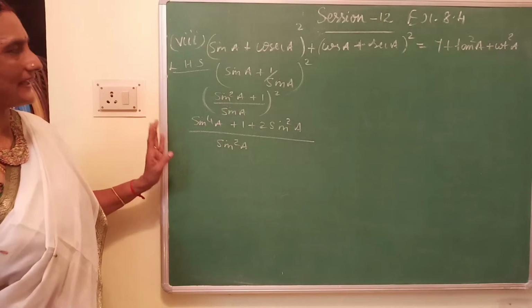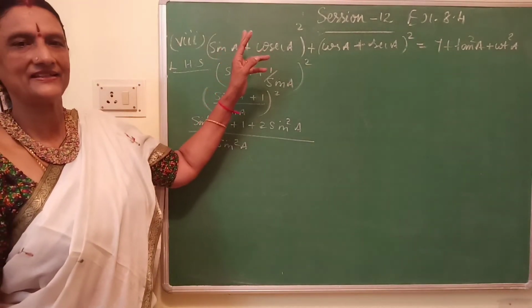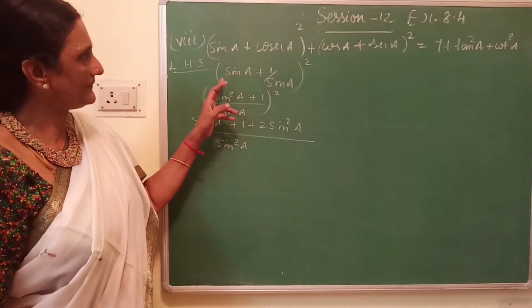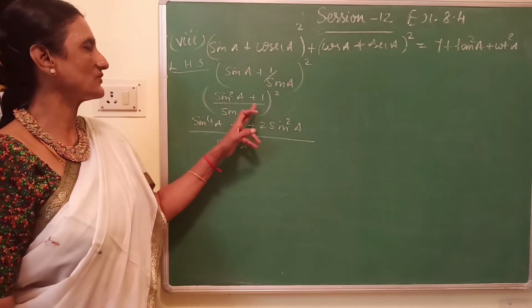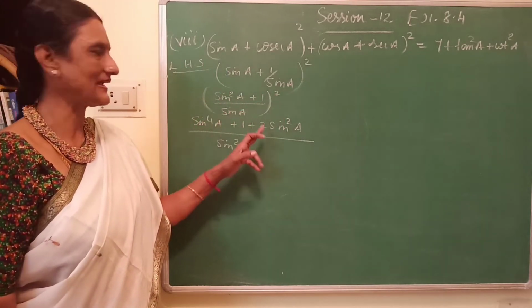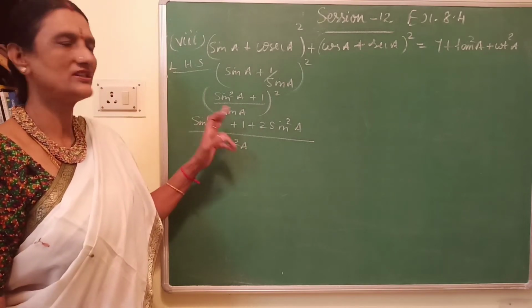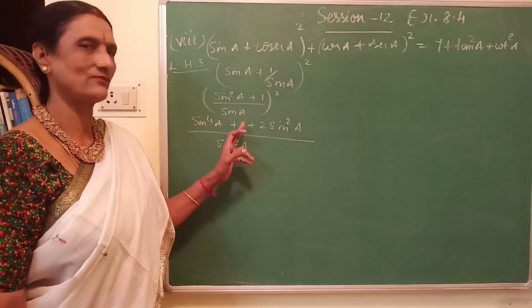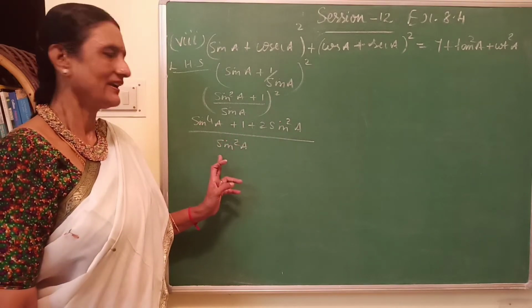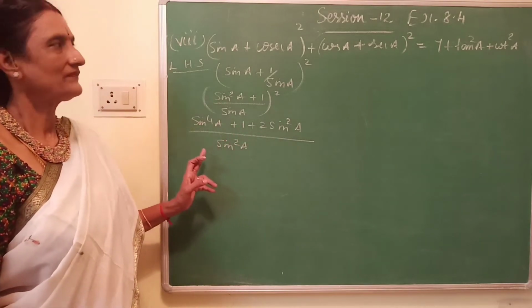Understood? So what did I do? I took cosecant A as 1 by sin A, and then sin A plus 1 by sin A is sin square A plus 1 divided by sin A. I have taken the whole square of it, and then I have got sin raised to 4A plus 1 plus 2 sin square A divided by sin square A.